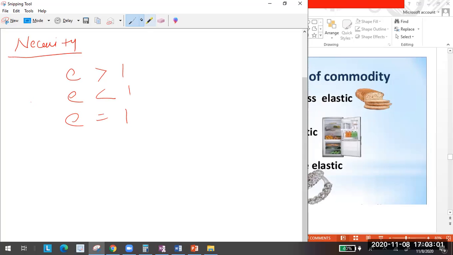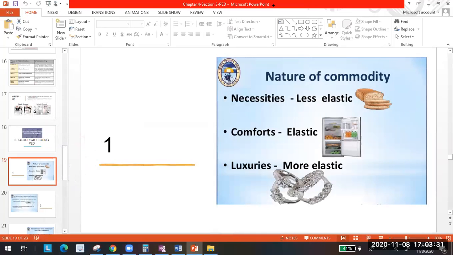That means which point, 1, 2, or 3? This is correct, or this is correct, or this is correct. Which one is correct? That means elasticity is more than 1. And what does elasticity more than 1 say? So you are saying the wrong answer, right? No, miss, elasticity is less than one. Okay, now it's true. Let's move on.